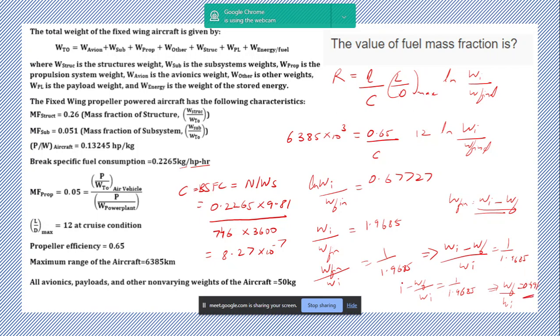0.491. That is the answer to fuel mass fraction. Once you have this ratio, it's fairly simple. To find this ratio, we use the range formula of a propeller aircraft, the maximum range of the propeller driven aircraft. Now let's go to the next question.